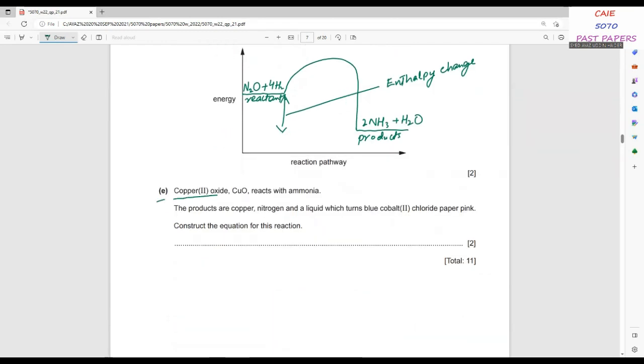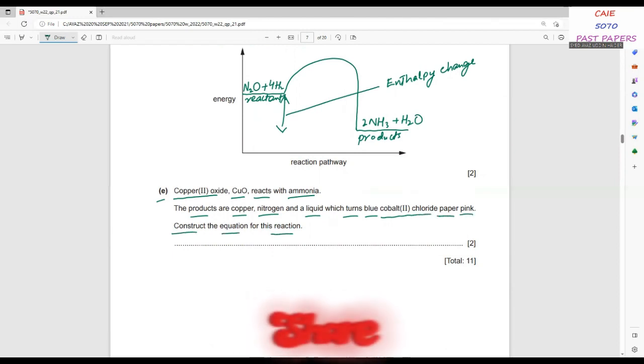Part E, copper 2 oxide CuO reacts with ammonia. The products are copper, nitrogen, and a liquid which turns blue cobalt 2 chloride paper pink. Construct the equation for this reaction. Formula of copper 2 oxide is CuO. So I will write CuO. For ammonia, it's NH3. Now the formula of the products obtained for copper, Cu, nitrogen is N2.